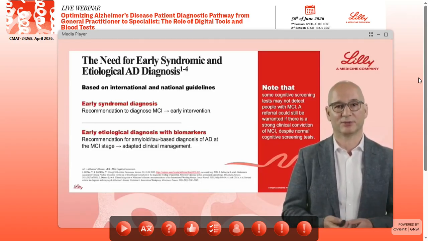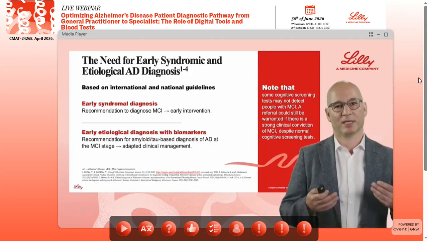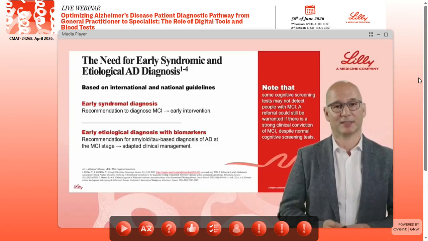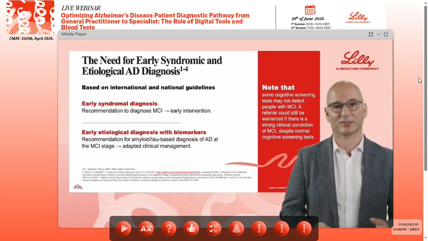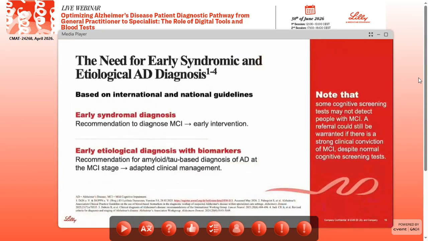So early syndromal diagnosis is very important. And if a patient has MCI, then the recommendation is to also establish an early etiological diagnosis, so determine the cause of what's leading to MCI with the appropriate biomarker assessments. And if you suspect Alzheimer's disease, of course, the biomarkers are related to amyloid and tau.